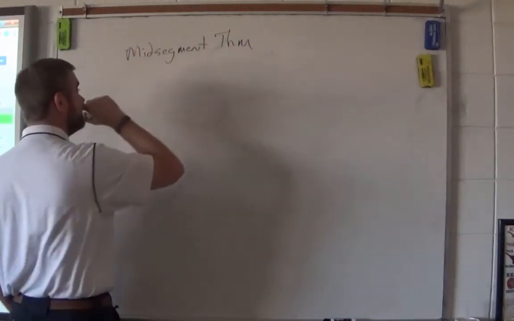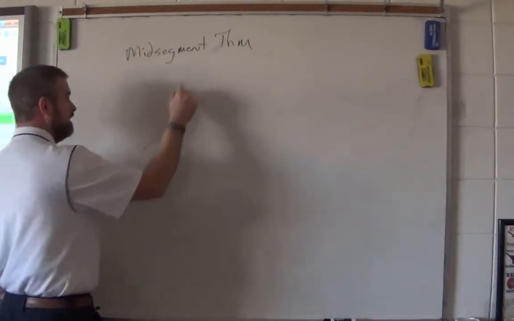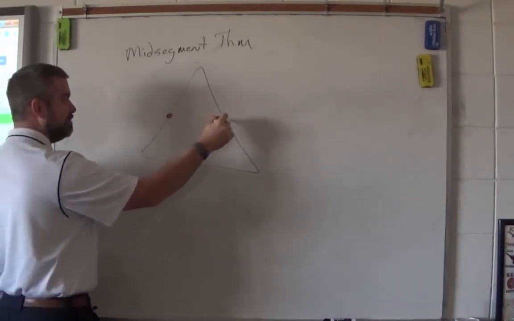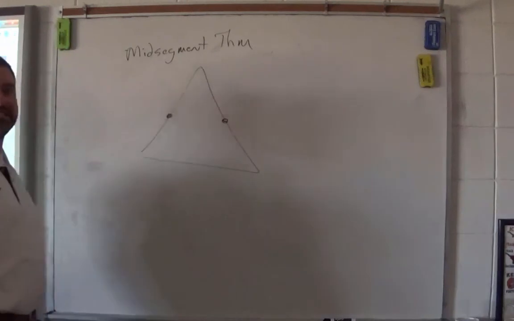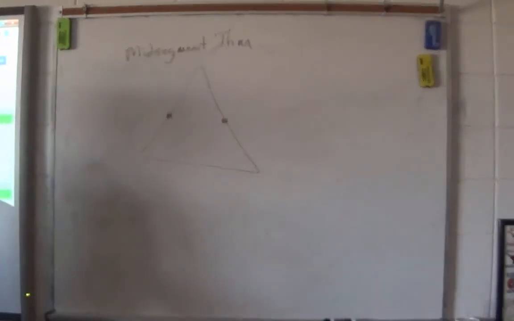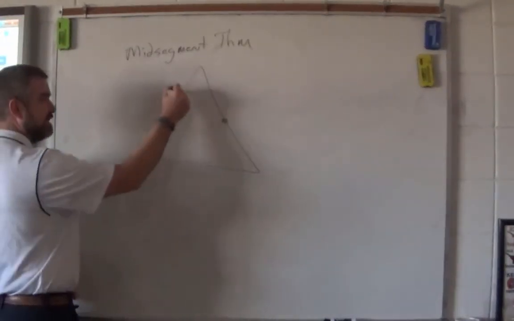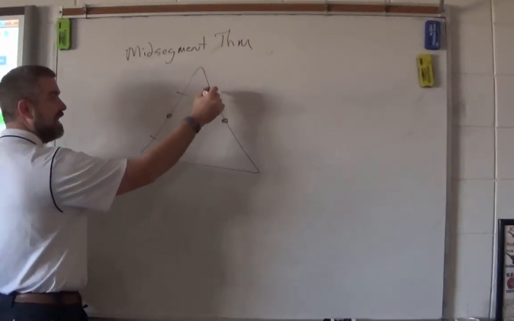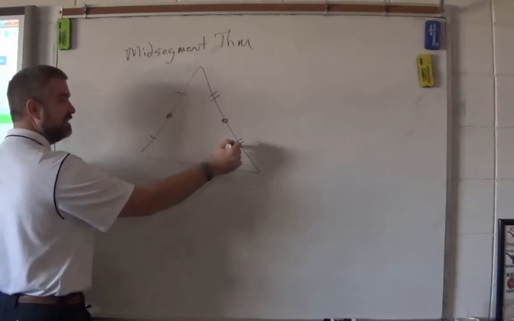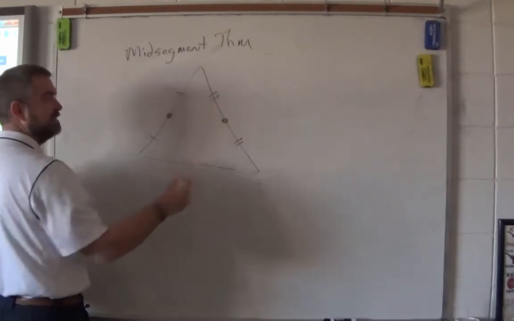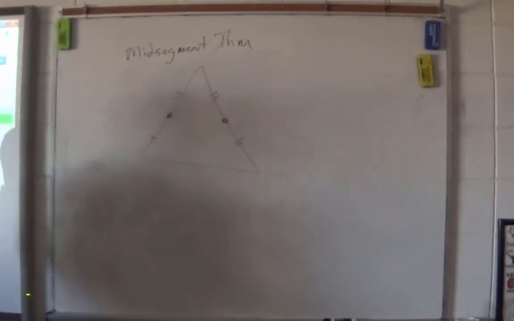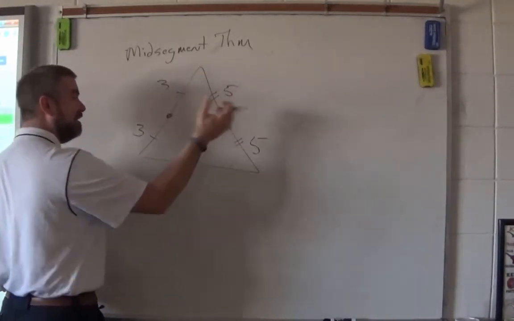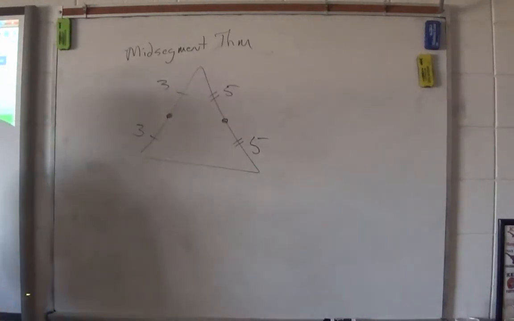simply says two things. If I have a triangle and I connect the midpoint of each one of these sides, what denotes midpoint? Well, this distance and this distance have to be the same. They do not have to be the same as this distance and this distance. However, this distance and this distance have to be the same. So, for example, this could be 3 and 3 and this could be 5 and 5.